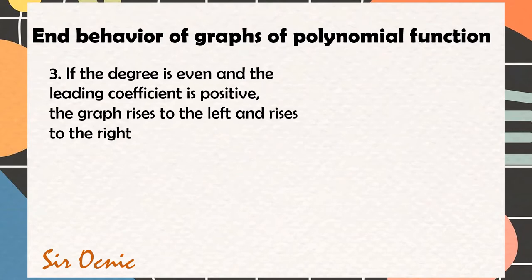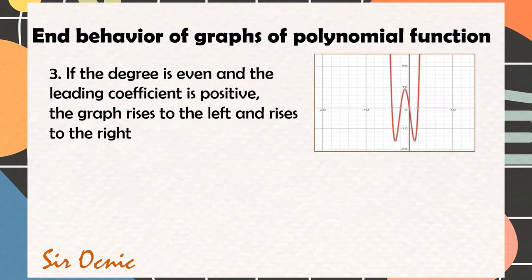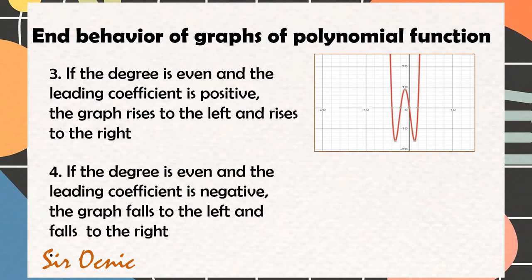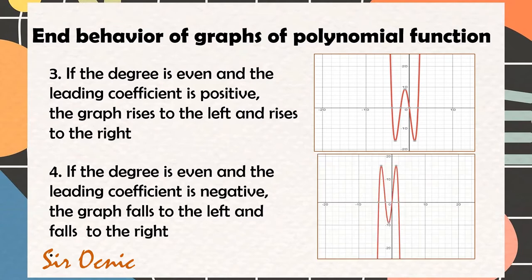If the degree is even and the leading coefficient is positive, the graph rises to the left and rises to the right. If the degree is even and the leading coefficient is negative, the graph falls to the left and falls to the right.